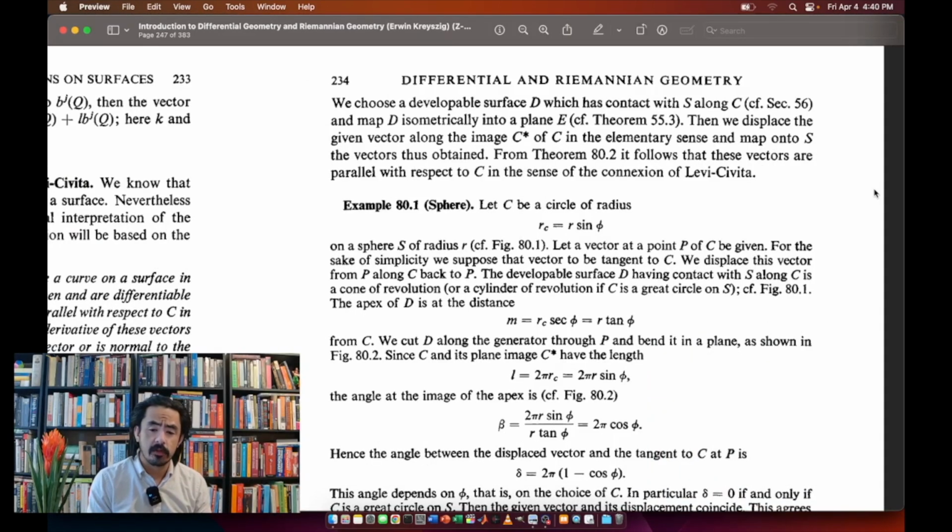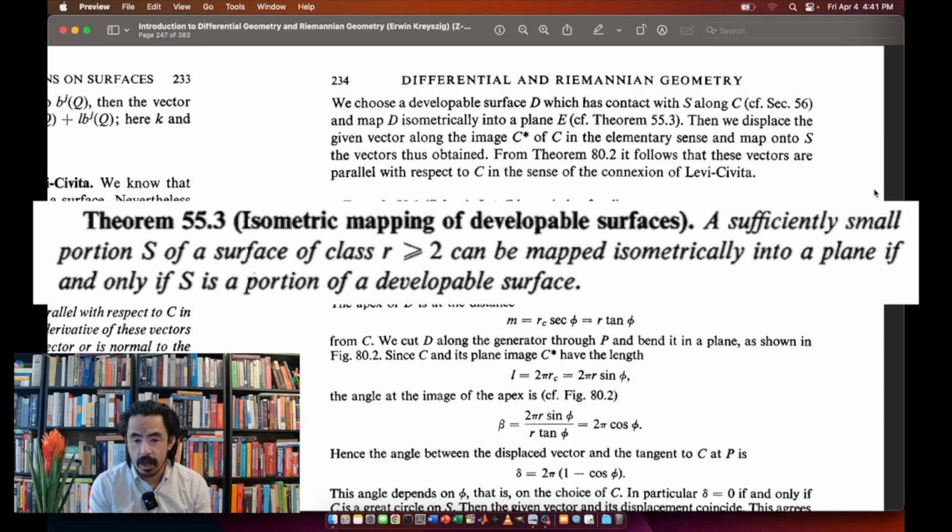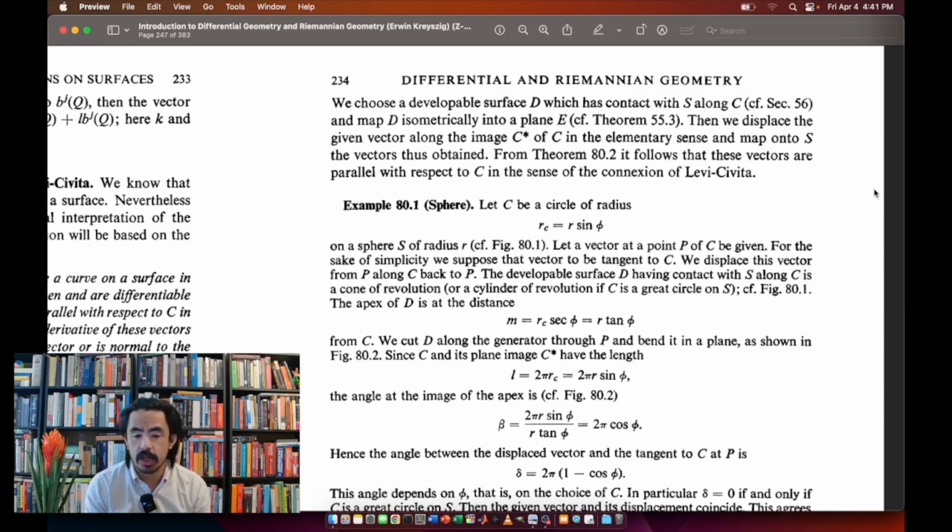We choose a developable surface capital D which has contact with the surface capital S along the curve capital C. Again, refer back to section 56, and map capital D isometrically into a plane capital E, for which refer to theorem 55.3. Then we displace the given vector along the image C star of C in the elementary sense and map onto capital S the surface, the vectors thus obtained. From the contact theorem 80.2, it follows that these vectors are parallel with respect to capital C, the curve, in the sense of the connection of Levi-Civita.